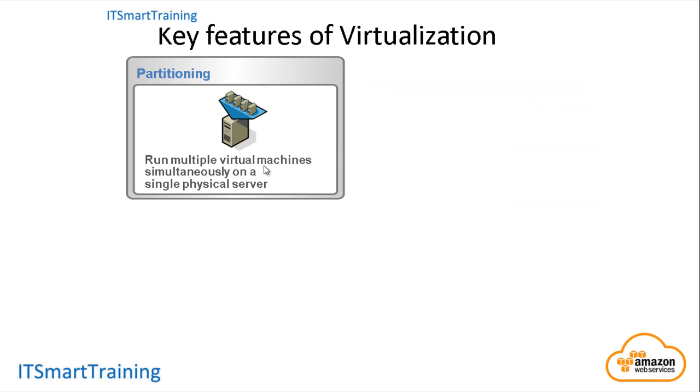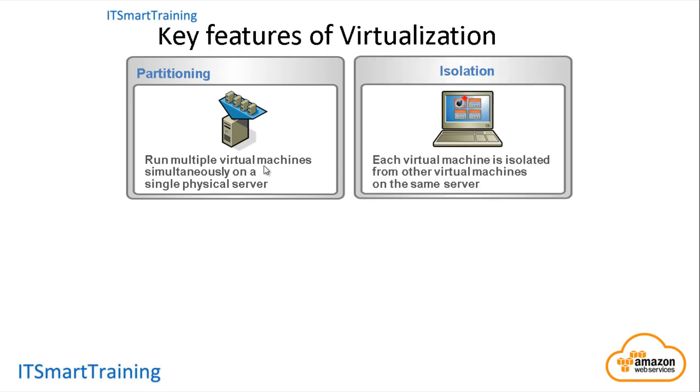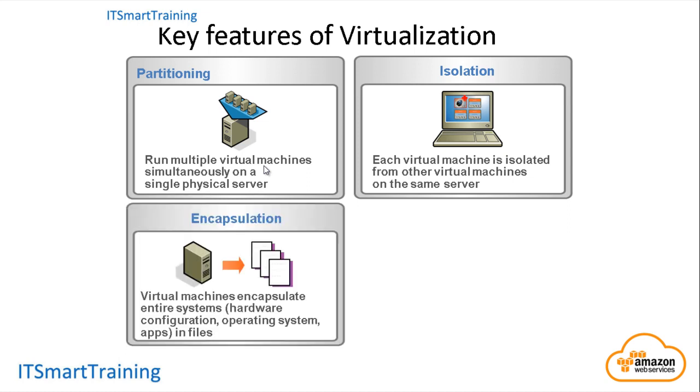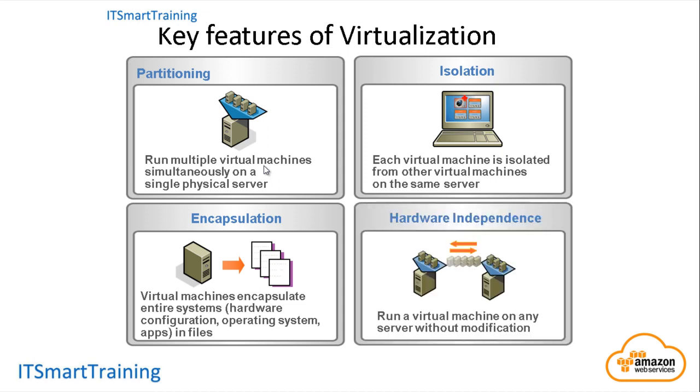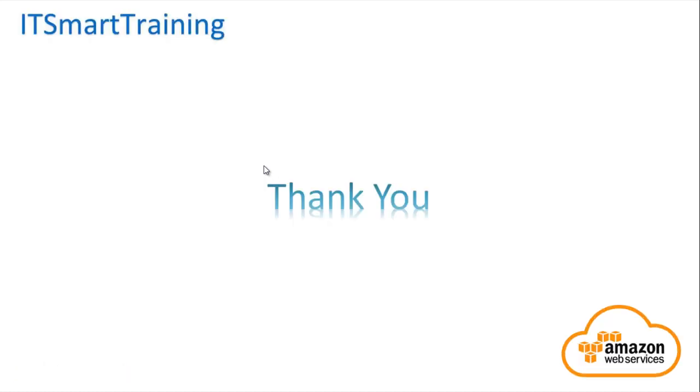The key features of virtualization: run multiple virtual machines simultaneously on a single physical server. This is partitioning. Next, isolation: each virtual machine is isolated from another virtual machine on the same server. Encapsulation: a virtual machine encapsulates the entire system, hardware configurations, operating systems and apps, in files. Hardware independence: run a virtual machine on a server without modification. So this is all about virtualization.